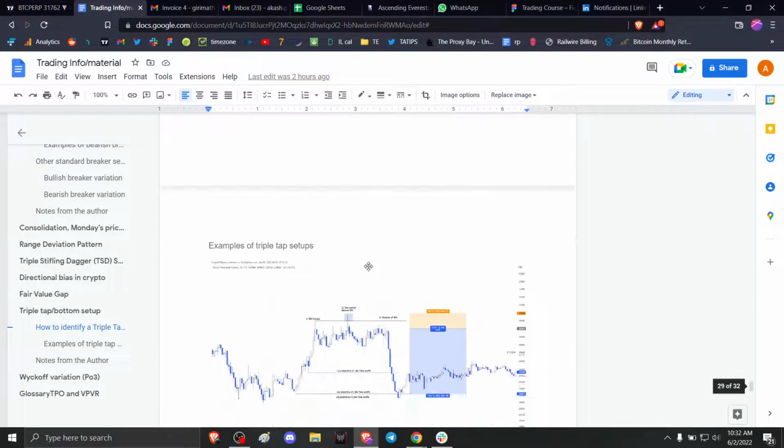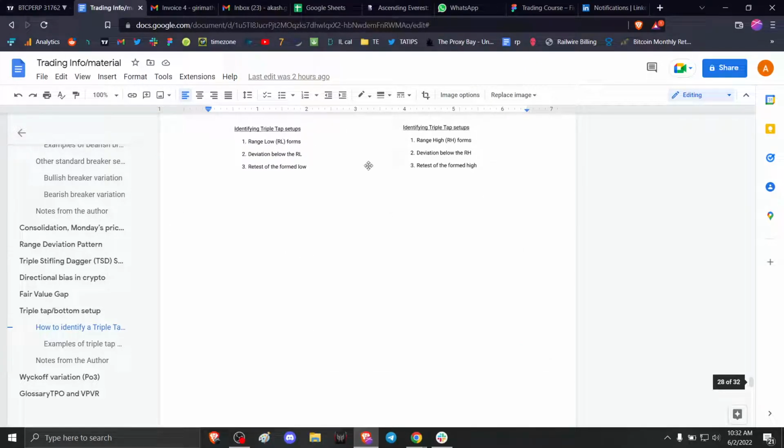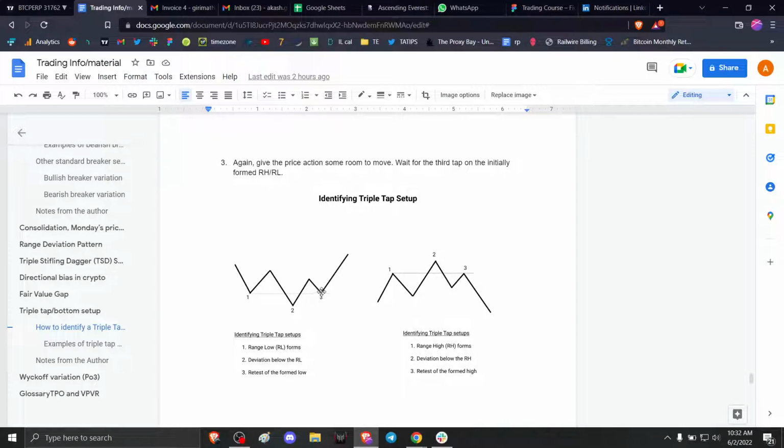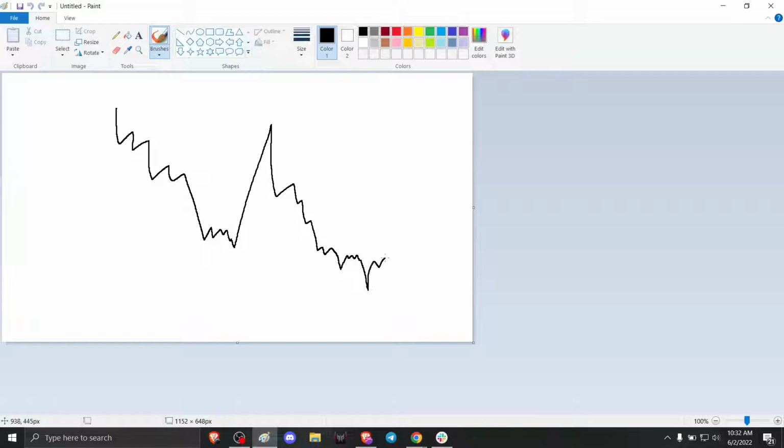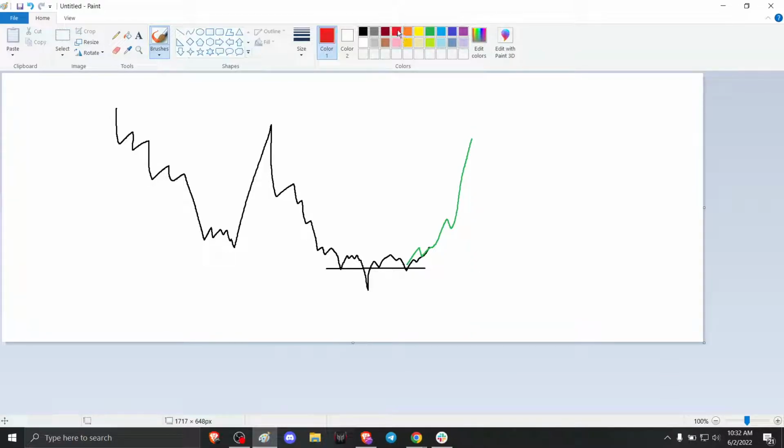So let's talk about another thing, right? Like say you have a triple tap setup, but then it doesn't go. Like say something like this happens, right? There's a massive rally, right? And then you get a triple tap setup formation, and boom, right? Instead of going up like it is supposed to, what happens is the price continues to go lower, right? And the reason for this could be pretty simple, right?